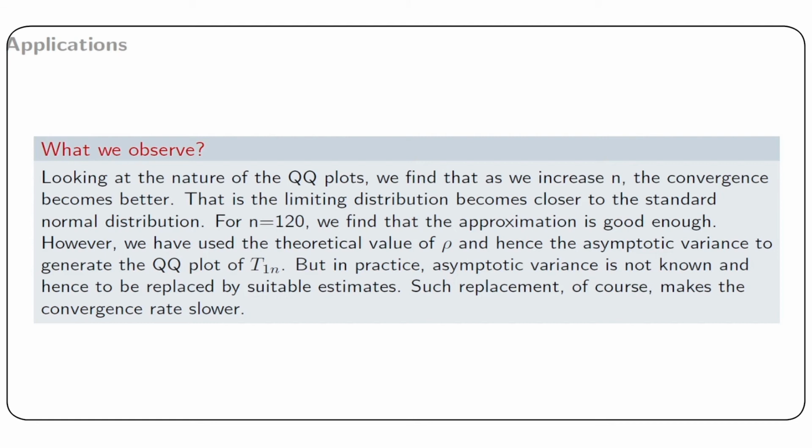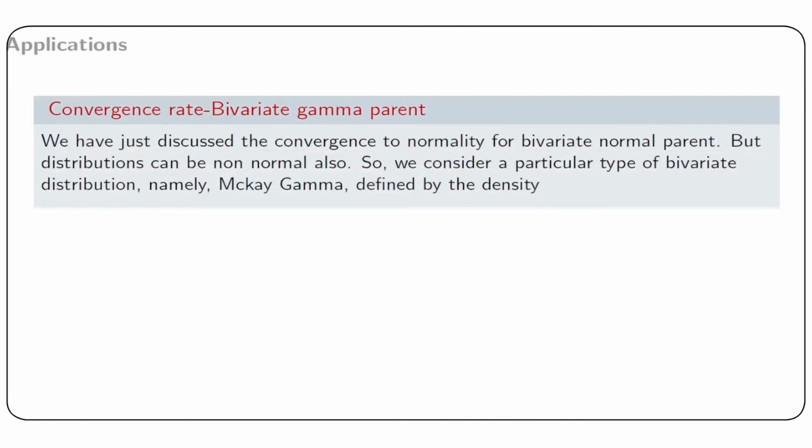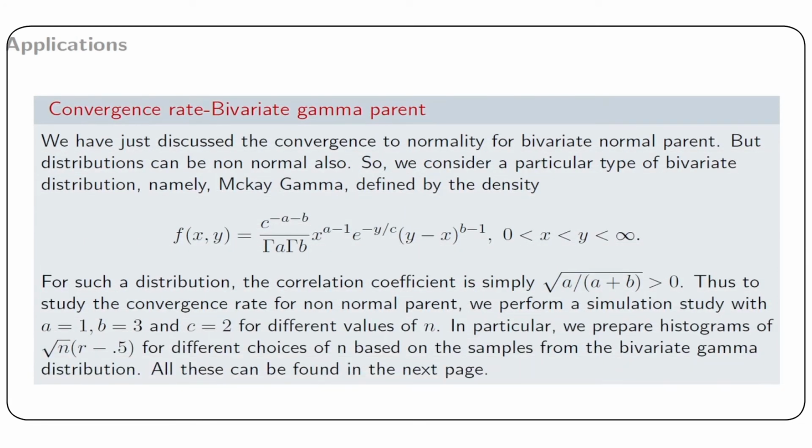However, we have used the theoretical value of rho, and hence the asymptotic variance, to generate the QQ plot of T1n. But in practice, asymptotic variance is not known, and hence to be replaced by suitable estimates. Such replacement, of course, makes the convergence rate slower. Next, we consider a non-normal bivariate parent. That is, we use a bivariate gamma distribution.